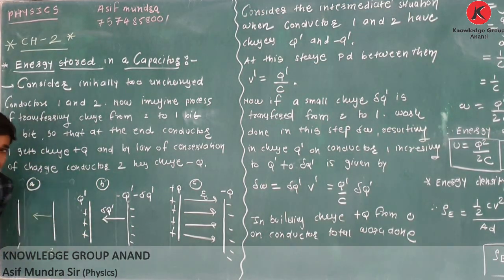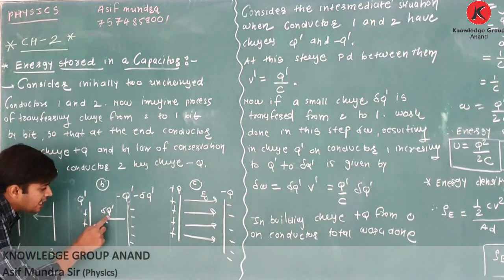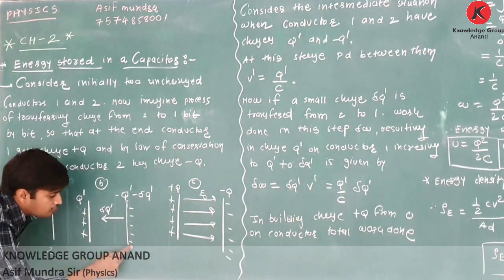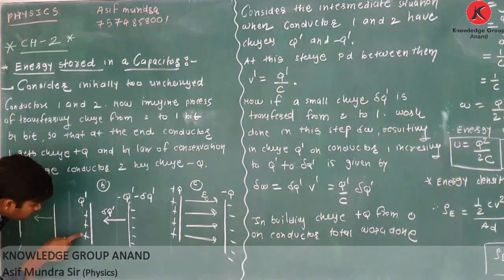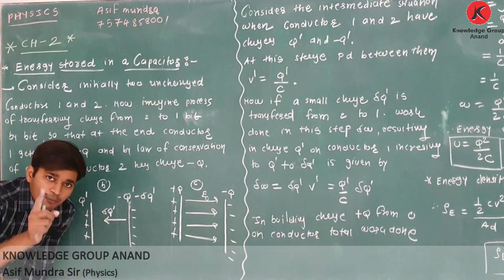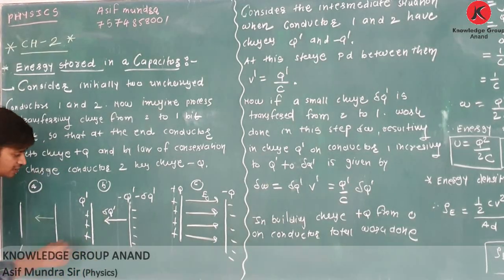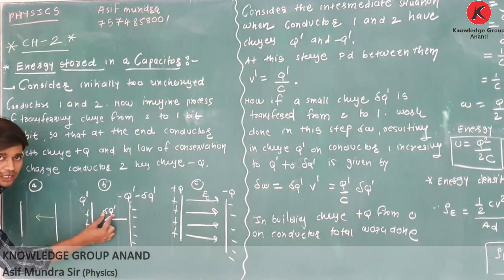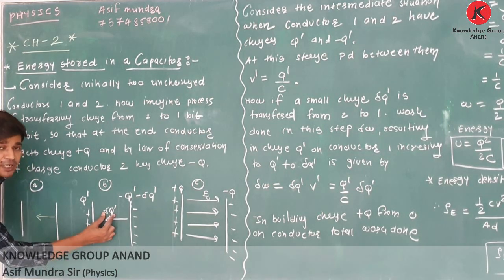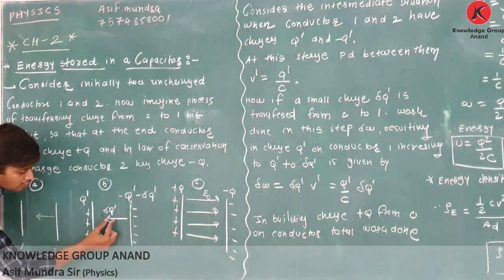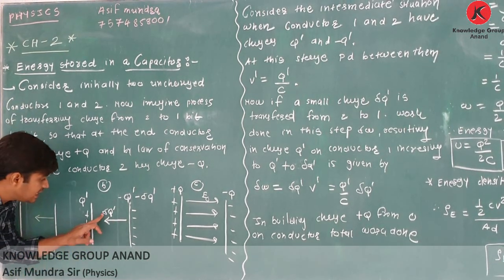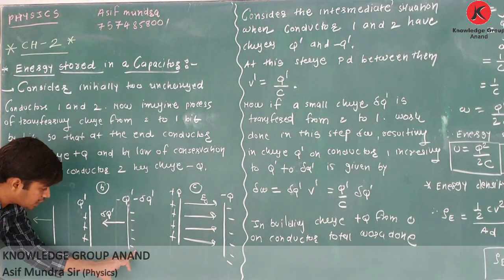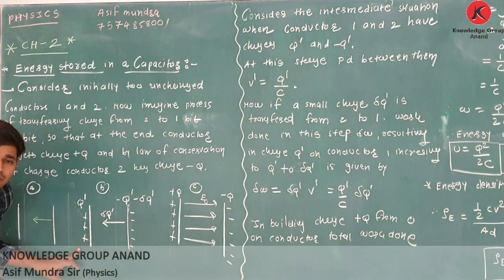Now, during this, if I transfer a small charge del Q dash from the negative plate, conductor 2, to conductor 1, there is positive charge del Q dash. We know that this del Q dash charge will experience a repulsive force, and this charge will not move by itself. Means to bring this del Q dash charge from conductor 2 to conductor 1, we have to do some work.